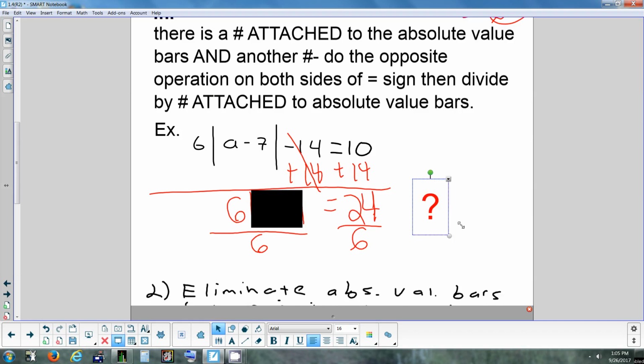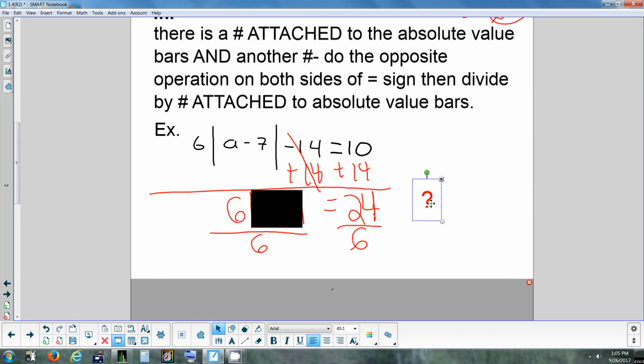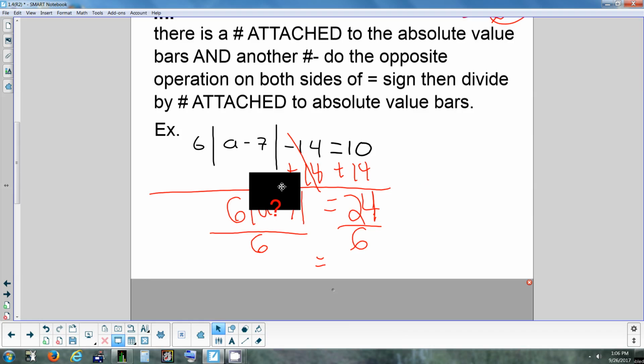On this side, even though I can't see it, all that's going to be left is the absolute value. What's 24 divided by 6? 4. Good. Perfect. And all I'm going to do now is, this cancels out. It leaves me with my absolute value, A minus 7 equals 4. I'm done. Now I'm ready to solve.